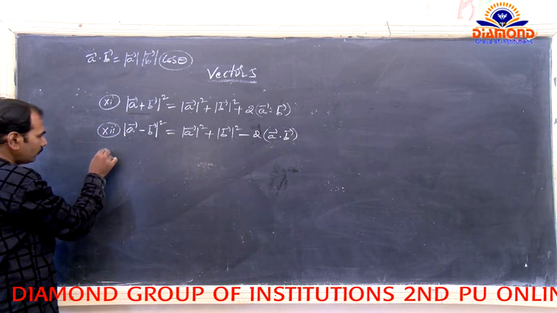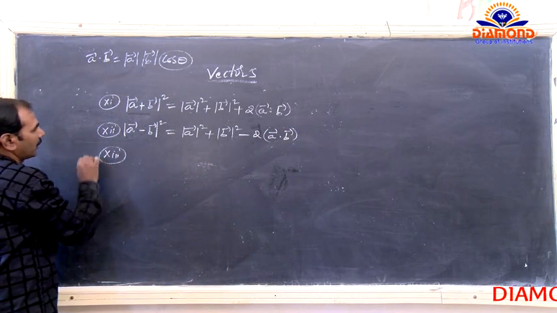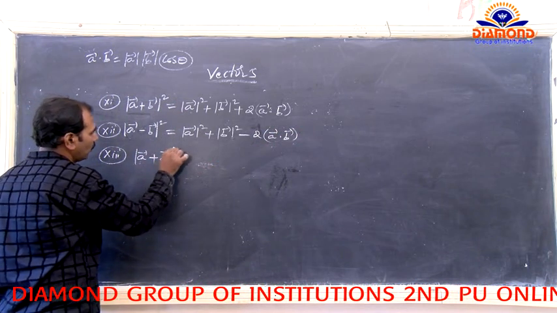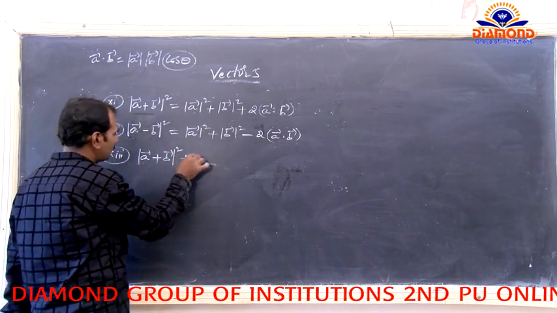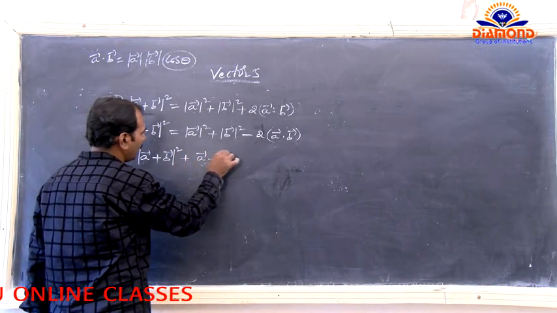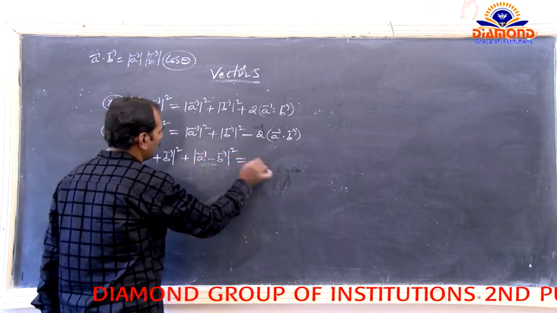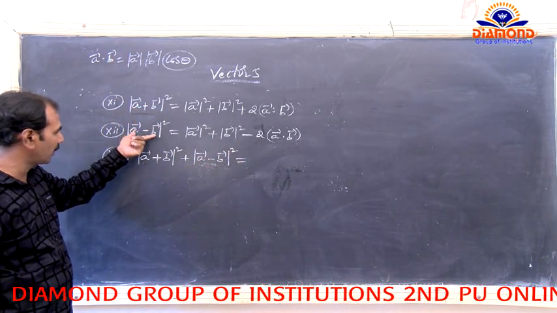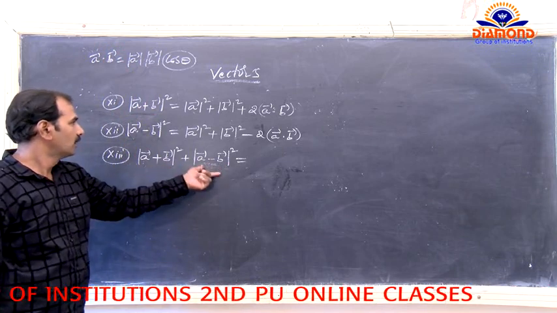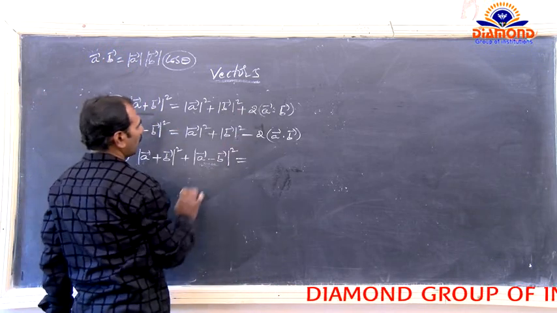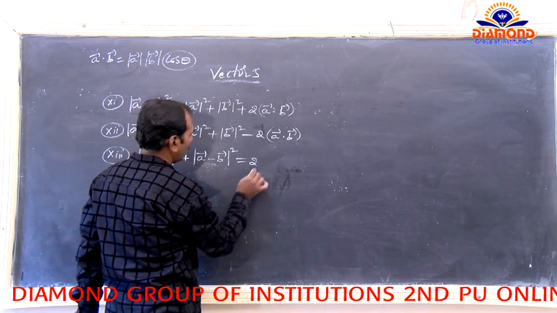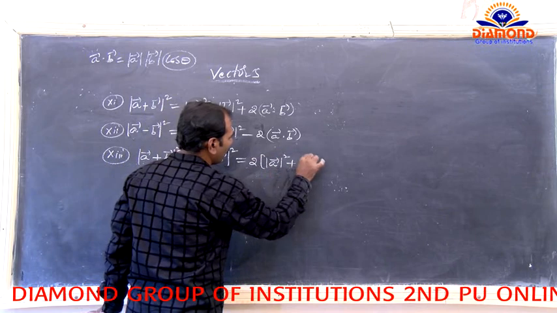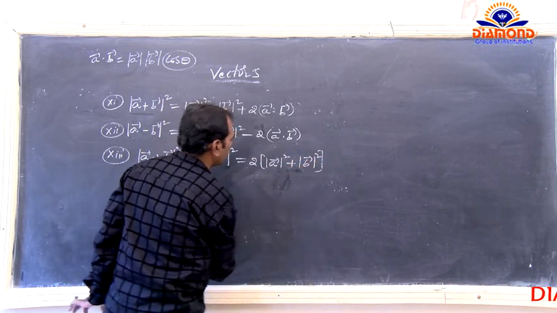Next, 13. Magnitude of vector A plus vector B whole square plus magnitude of vector A minus vector B whole square equal to... So the sum of (A plus B) whole square plus (A minus B) whole square means like this. So these both are cancelled. You get 2 into magnitude of A square plus magnitude of B square.